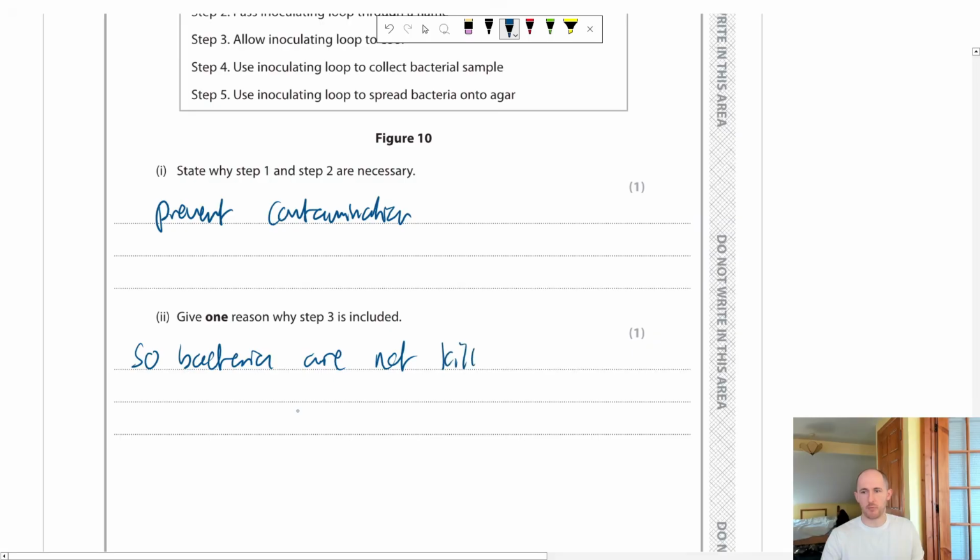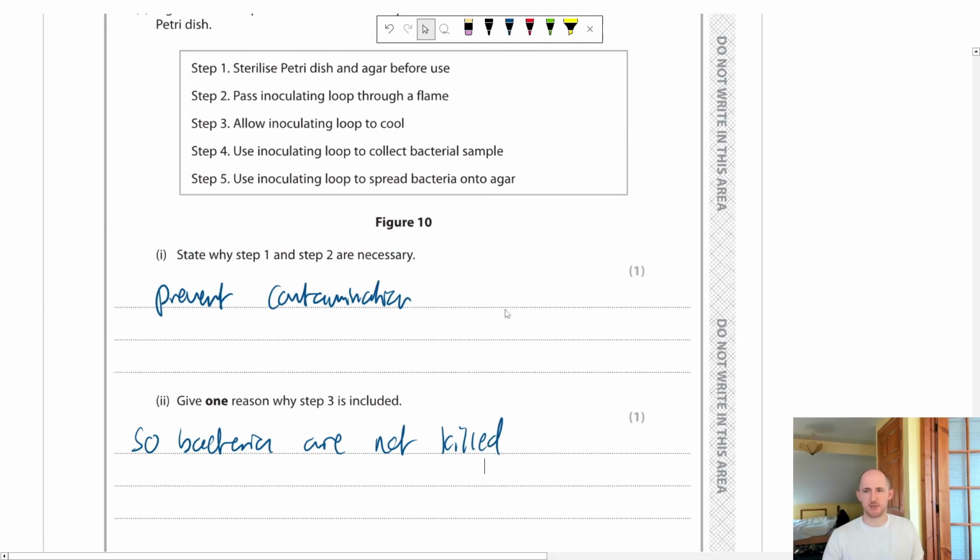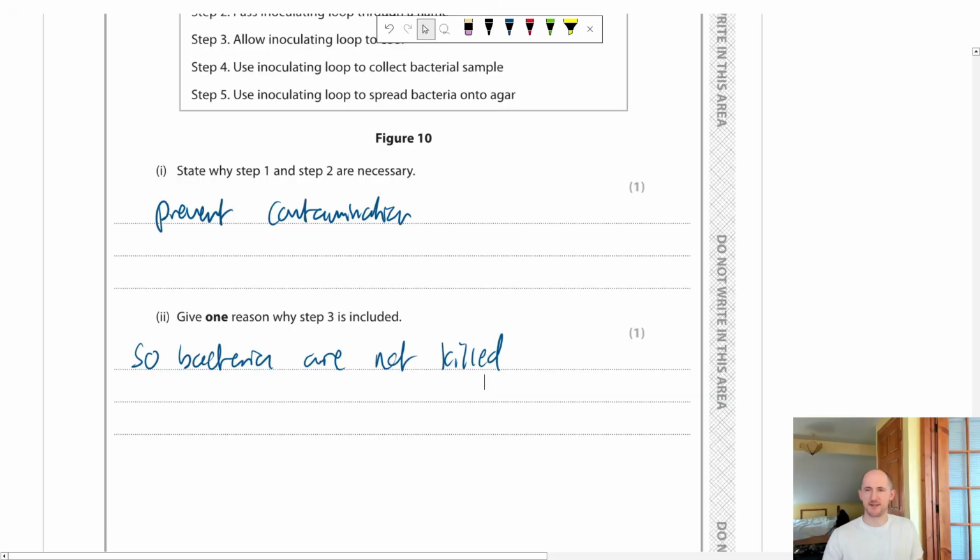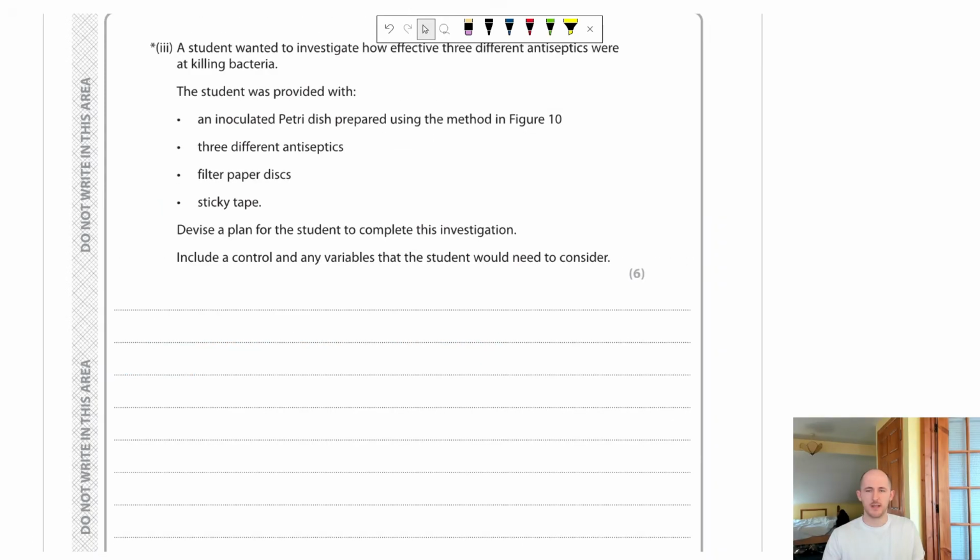Because if you put a boiling piece of metal in bacteria, it will just kill the bacteria instead of allowing it to actually be transferred. The student wants to investigate how effective 3 different antiseptics are or were at killing bacteria. They're provided with this petri dish, different antiseptics, filter paper discs, and sticky tape.